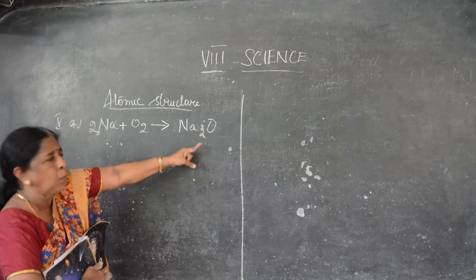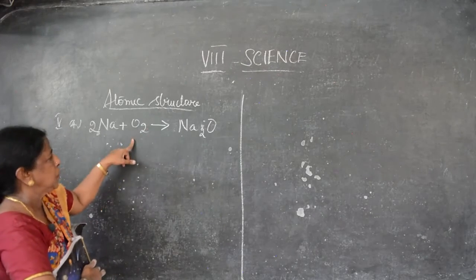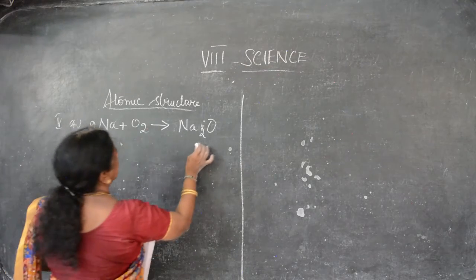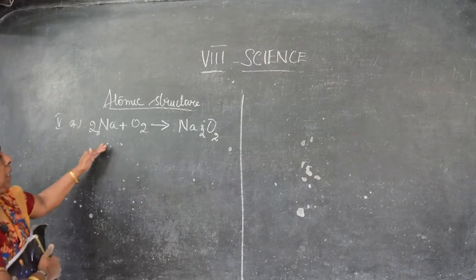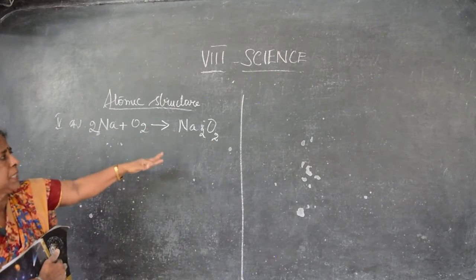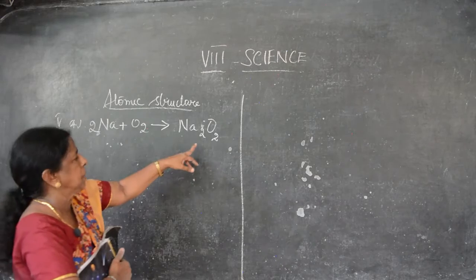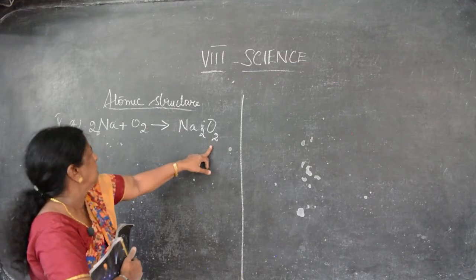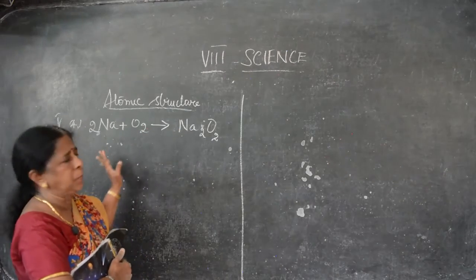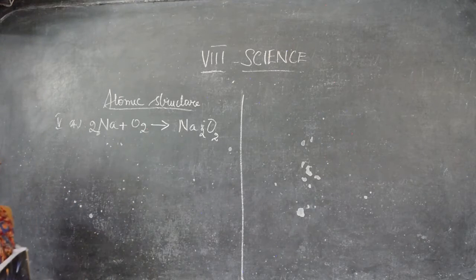Then oxygen, only 1 oxygen is there, but here 2. So, we have to write it. We have balanced now. 2 Na plus O2 gives sodium oxide. That is the valences, the numbers, how many atoms join in that. Now, 2 sodium atoms and 2 oxygen atoms combine together and become sodium oxide. Clear? Next one.